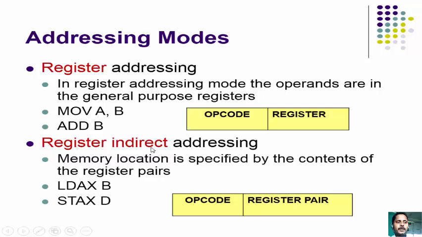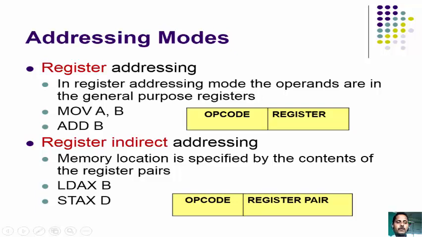Then register indirect addressing mode, or simply indirect addressing mode. In some instructions you will find the register pairs. In the operand field you will find the register pair. First byte is opcode, and in the operand field you will find the register pairs. So if suppose the processor wants to read the data from the memory location, and the address of the memory location is available in register pairs.